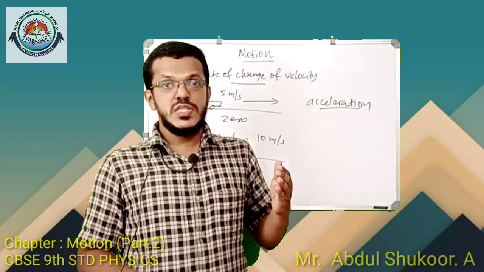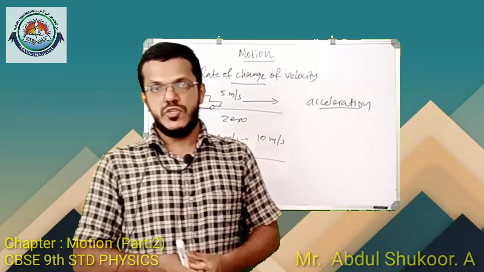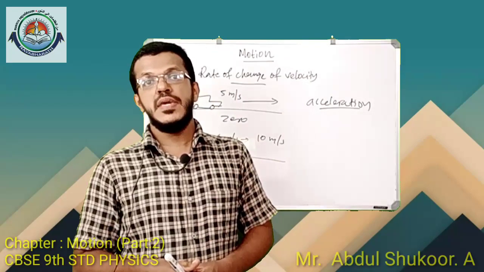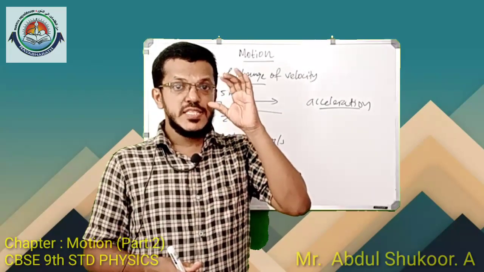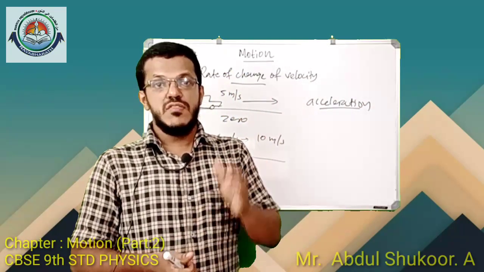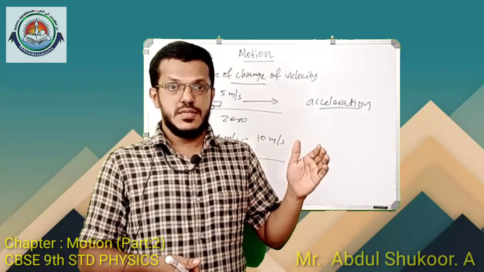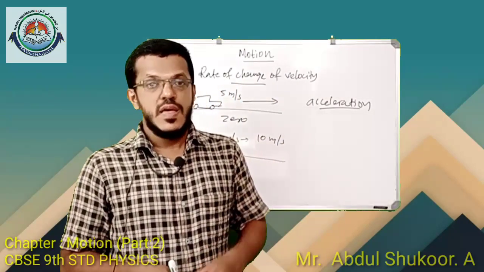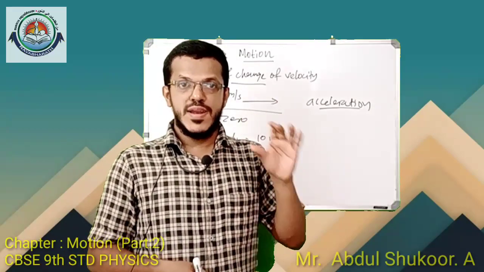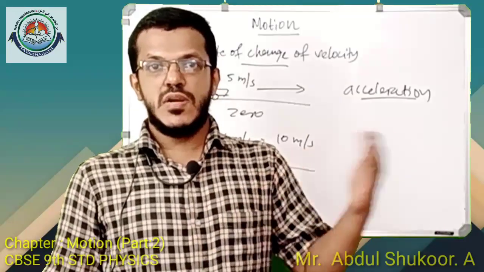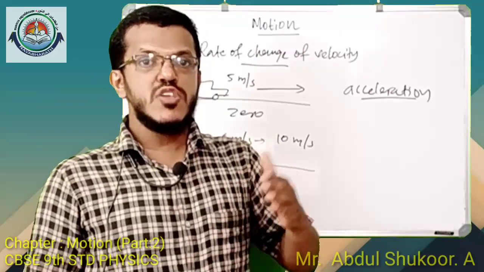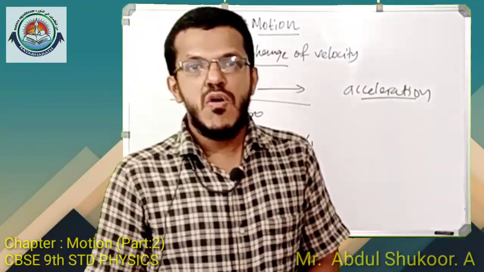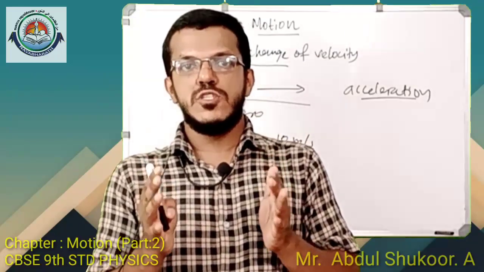The change of velocity per unit time is acceleration. If the velocity increases per unit time, that is accelerated motion. If the velocity decreases per unit time, that is retarded motion or retardation. In the case of accelerated motion, if the velocity increases from time to time, the value of acceleration is taken as positive.